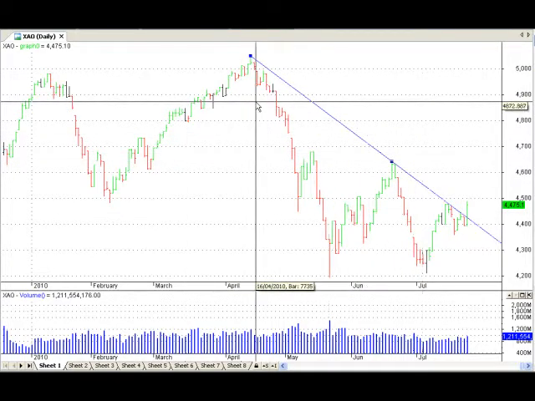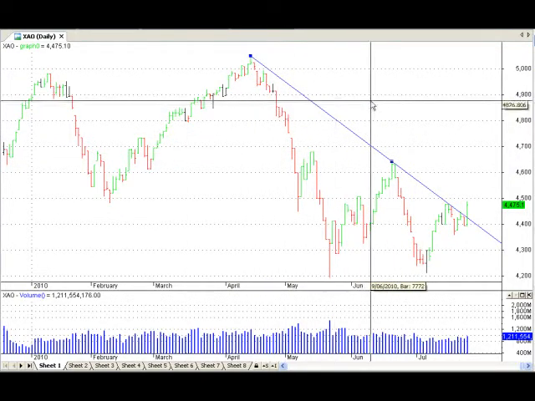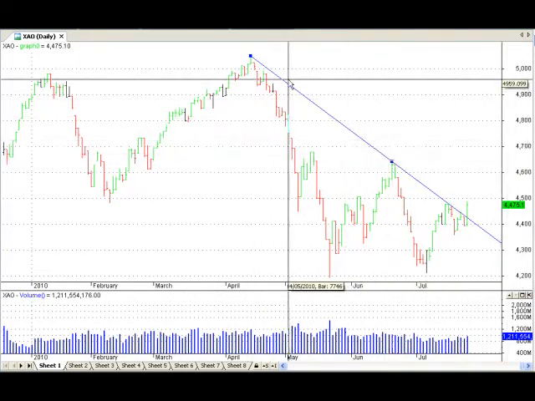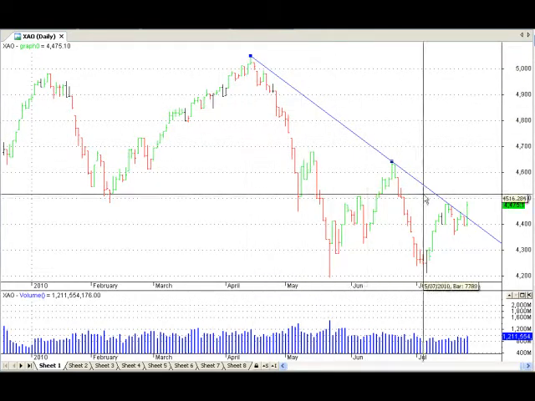The humble, really, trend line, that simple tool. It's a line on a chart, and yet it can give you such great rewards if you let it, and if you know how to use it properly. So this is our downtrend line.